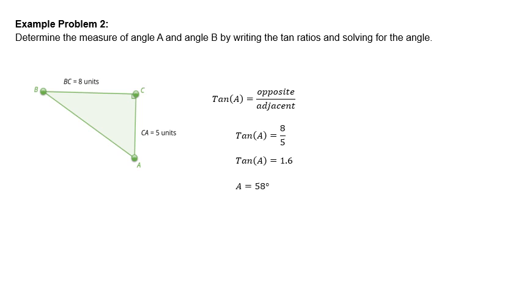So take a second, follow the same process, and see if you can find the measure for angle B. Write your ratio, turn it into a decimal, and then use that shift or second button to help find the angle.